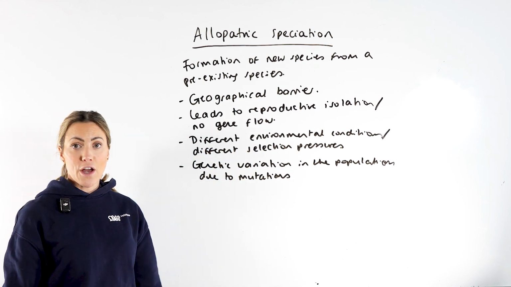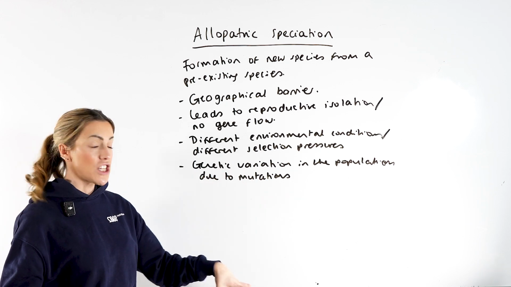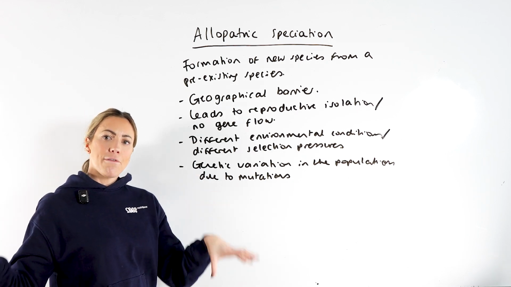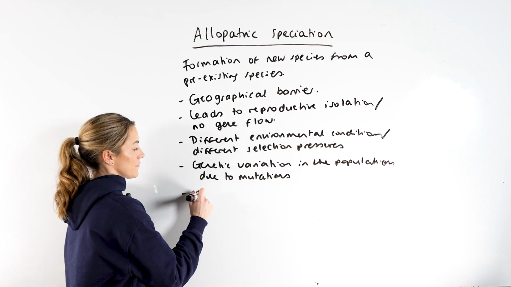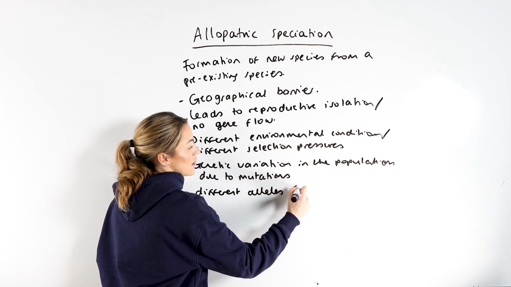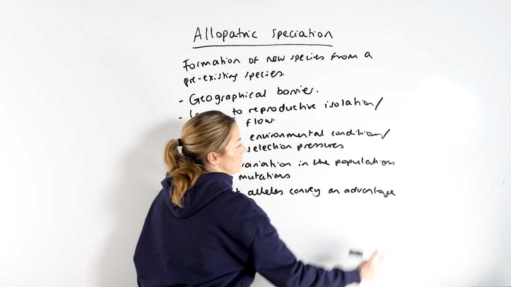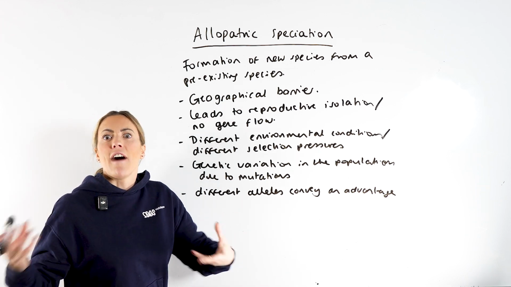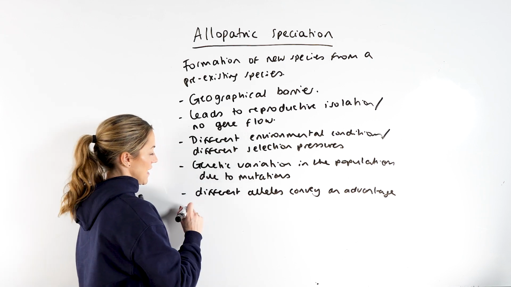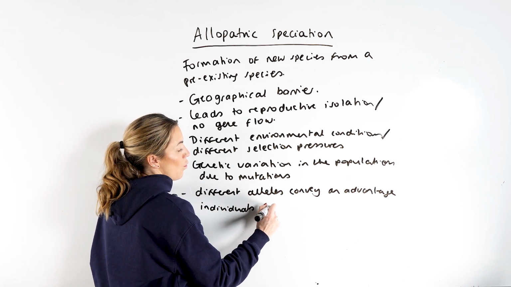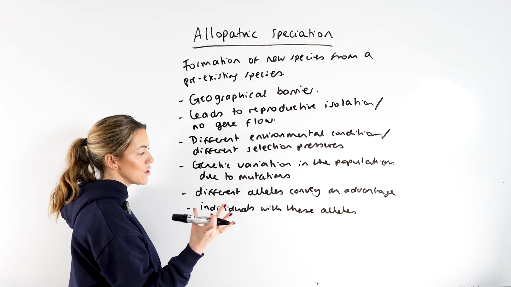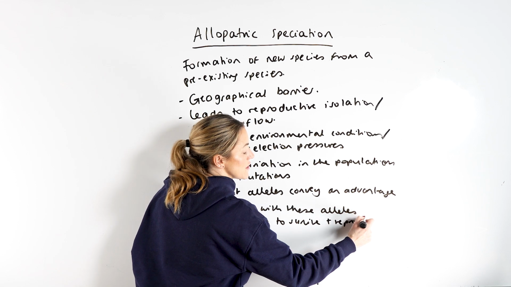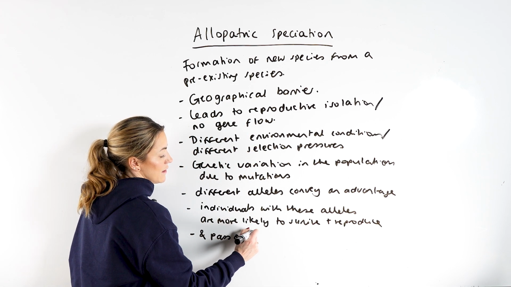Okay, so we've got our geographical barrier, which has isolated our population into two separate groups. Now there's reproductive isolation, there's no gene flow, and they are now living in different environmental conditions with different selection pressures, and we know that there's already genetic variation in a population as standard, just as the result of random mutations. But because they have different selection pressures and different environments, you've got different alleles conveying an advantage. Okay, so different alleles are going to be selected for, or different alleles are going to convey a survival advantage in those two different areas. And individuals with these advantageous alleles, whatever they may be, are more likely to survive and reproduce and pass on the advantageous alleles.